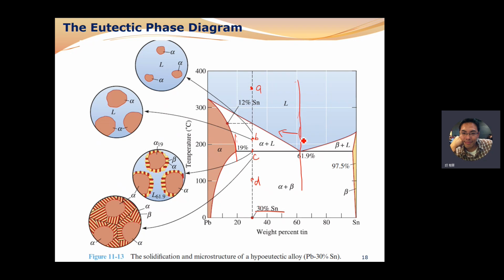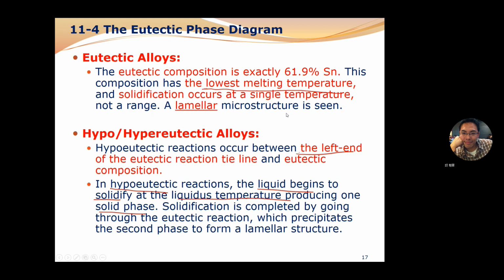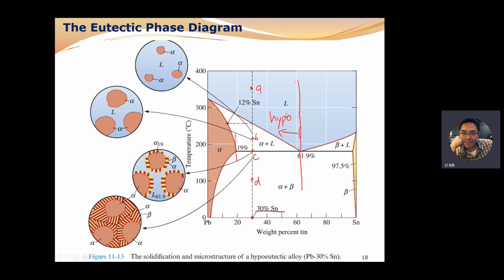So this is the eutectic, right? And this left-hand side is hypo. Initially it's liquid, right? And the temperature decreases to maybe 250 or 240 to reach the two-phase region here. This is the two-phase region, with alpha solid solution and liquid.